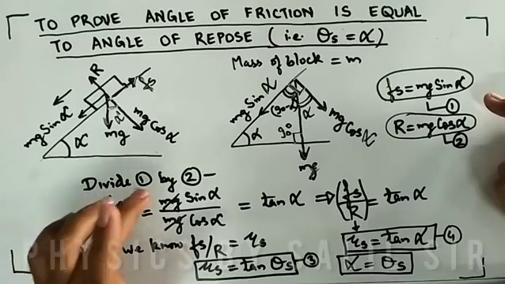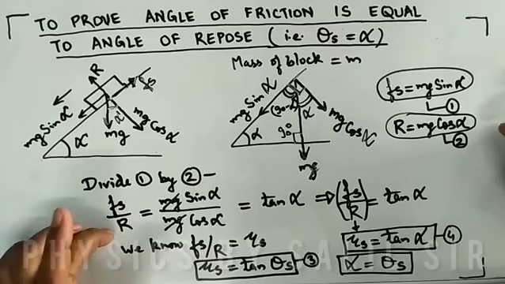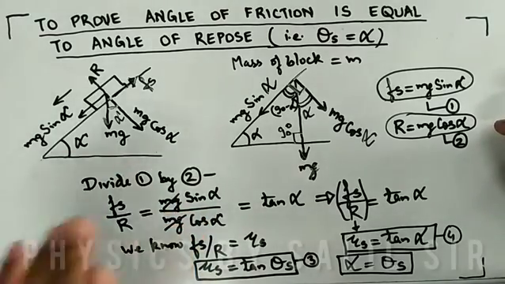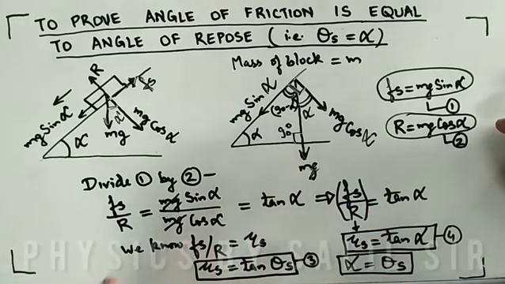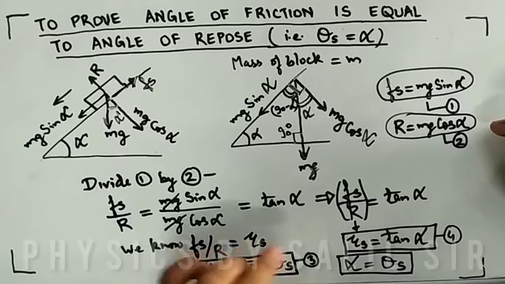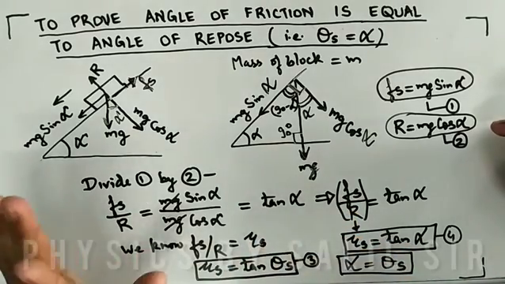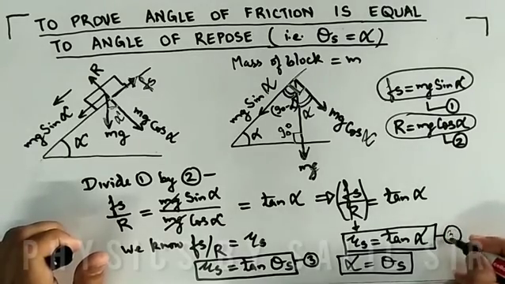When we divide equation 1 by equation 2, we get Fs upon R is equal to mg sin alpha upon mg cos alpha. Mg gets cancelled, so finally we get tan alpha. So Fs upon R is equal to tan alpha. But we know that Fs upon R is equal to mu s, the static coefficient of friction. So we can write mu s in place of Fs upon R. So mu s is equal to tan alpha. This is equation number 3.